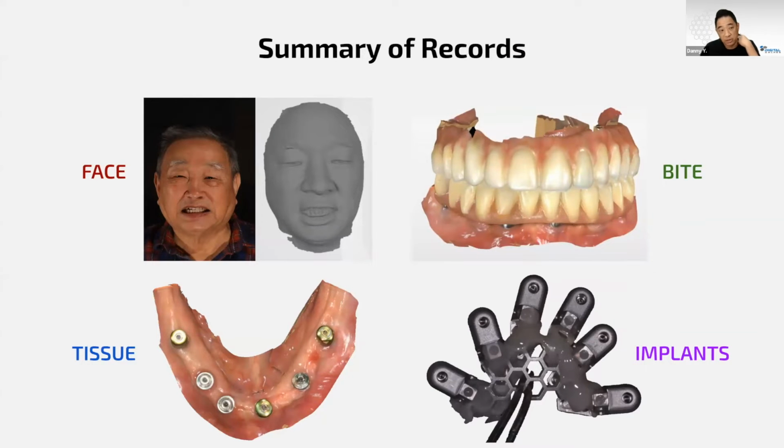So just a quick summary of these records, and I'm going to go back to these over and over again because I really want to hammer into those of you that are out there watching this webinar. I really want you guys to remember these four records: the face, the bite, the tissue, and the implants, because these are the most critical records that you need to capture. And when you start to understand these digital workflows and how everything is aligned, what you'll start to think about is how do I get all of these different records into the same three-dimensional coordinates.